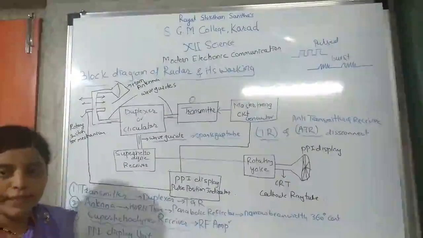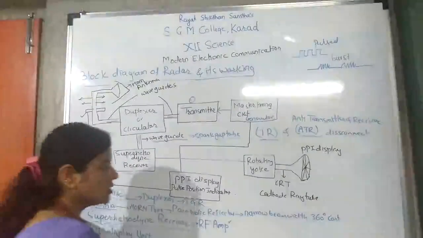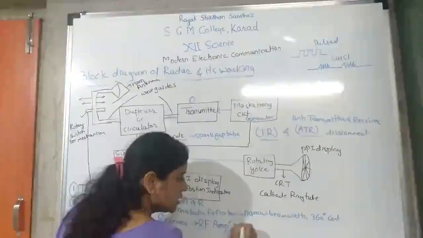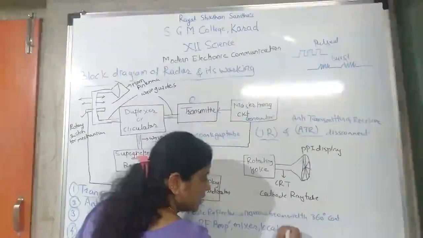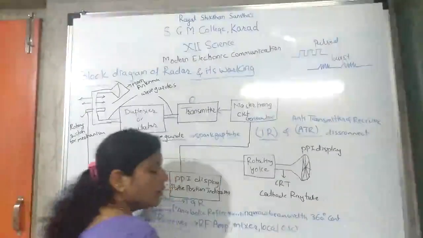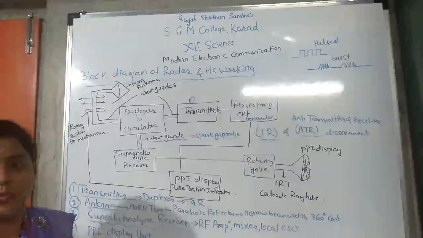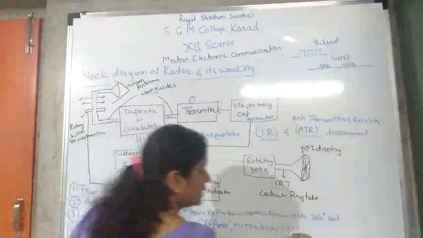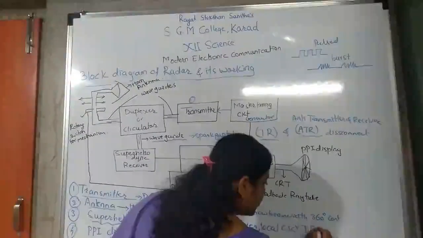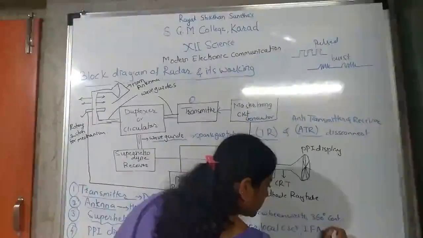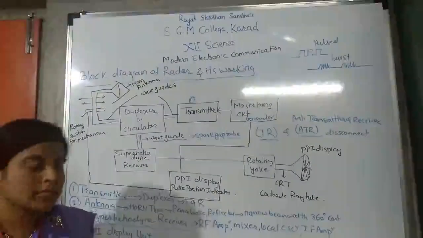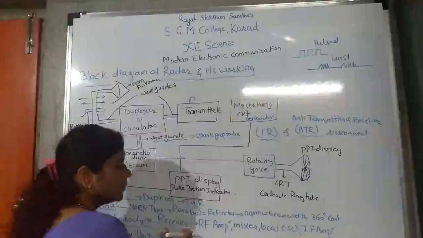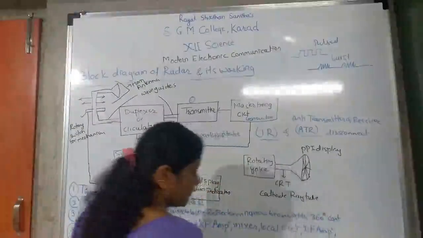RF means what? Radio frequency amplifier is used. Next, which block is used? Mixer is used. Local oscillator circuit is used. All these circuits are connected to each other in this, and intermediate frequency amplifier. This circuit is also used in the super heterodyne receiver.